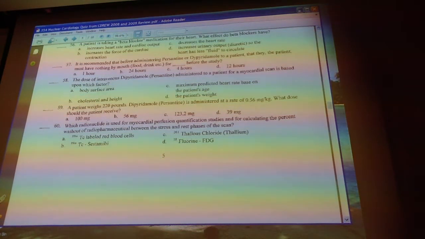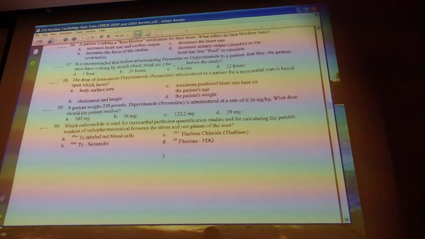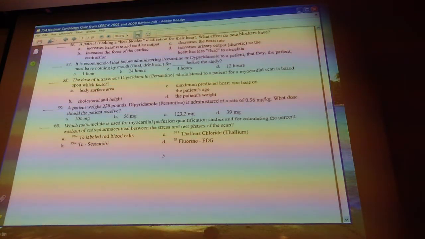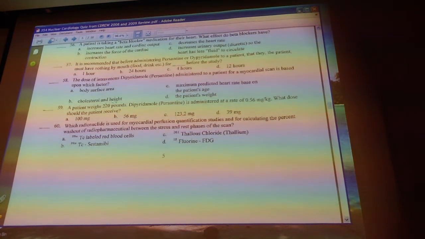Okay. Well, what I was hoping for is that you would first of all need to say that you need to convert pounds to kilograms. 2.2 pounds equals 1 kilogram, so that's 100 kilograms. So 100 kilograms times 0.56, so 56 milligrams. Okay, and that's true for any dose you're calculating.